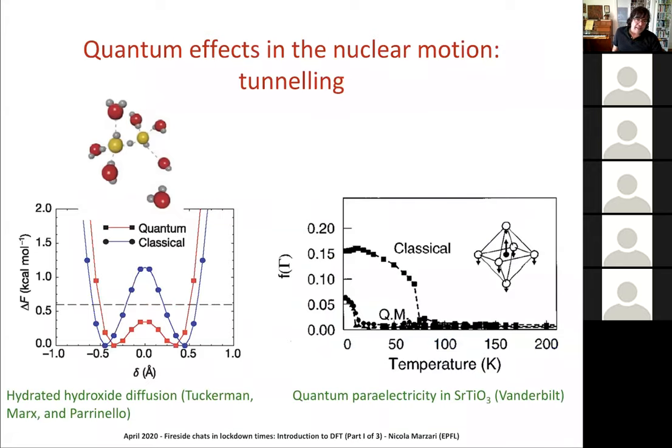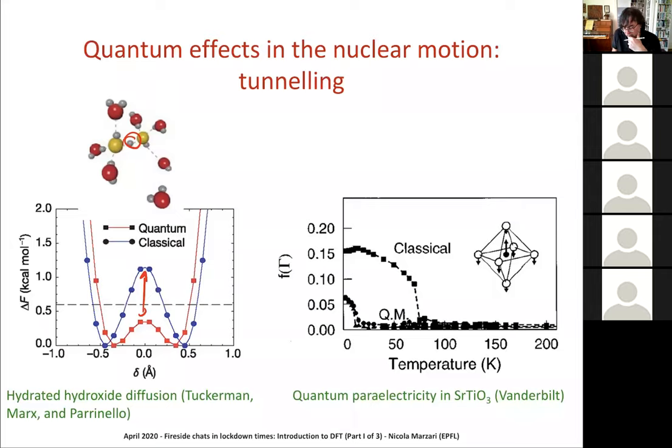Other examples that are interesting to mention and that are relevant: protons, that is nuclei that are very light, only 1,800 times heavier than an electron, might have some wave-like behavior. And here we are looking at how a proton goes back and forth between two water molecules. The behavior and the barrier that it sees is different if that proton behaves as a classical particle, or if it behaves as it does, as a true quantum particle. You see how the barrier in this case, for this process that admittedly was very tiny, is reduced by a factor of 3.